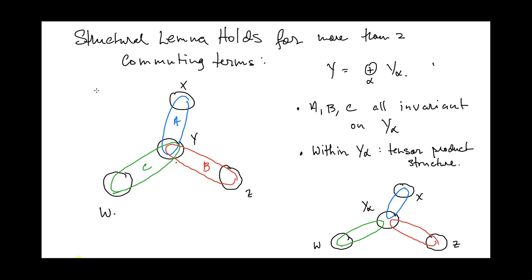They can all act on it. The slice might be a higher dimensional slice. So you can imagine one of my slices is a projector onto, say, an eight-dimensional subspace.